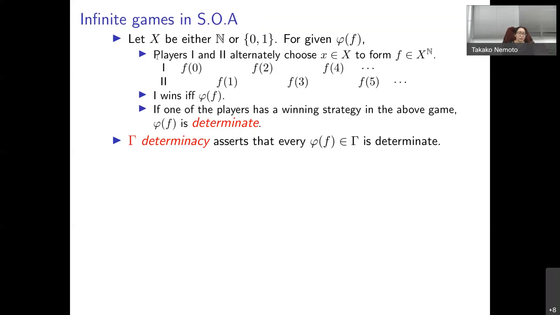The game is something like this. Players one and two alternately choose elements from capital X to form an infinite sequence of elements from X. Player one chooses something, and player two chooses something after that. Then player one chooses again, and player two, and so on. Player one wins if and only if phi of f holds, and otherwise player two wins. If one of the players has a winning strategy in this game, the game phi of f is determined. Then we can define a class of games as a class of formulas with distinguished function variables. Gamma determinacy is such that every game in gamma is determinate.